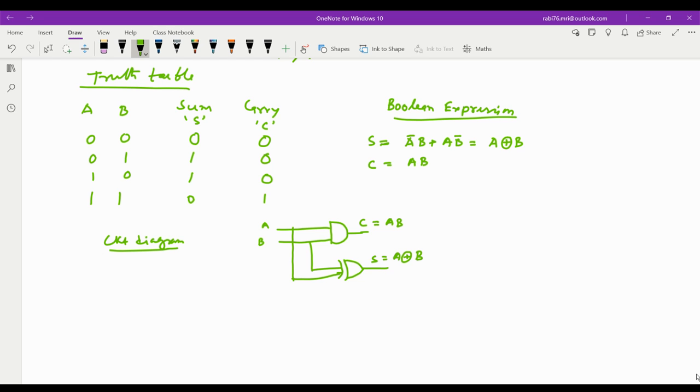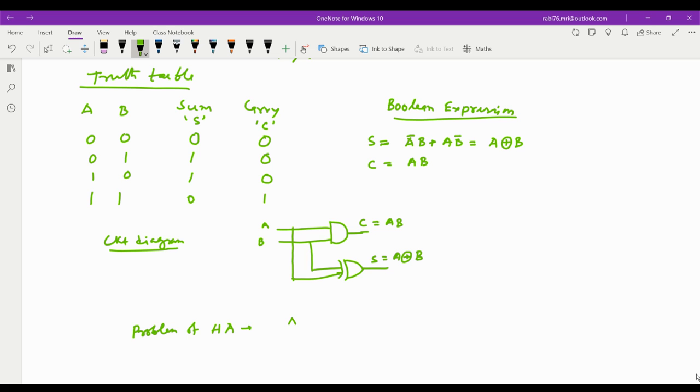Now the problem with the half adder circuit is that if you want to add, say, two 2-bit numbers, I have, let's say, the problem of half adder. Let us denote it HA. Half adder means HA, right?